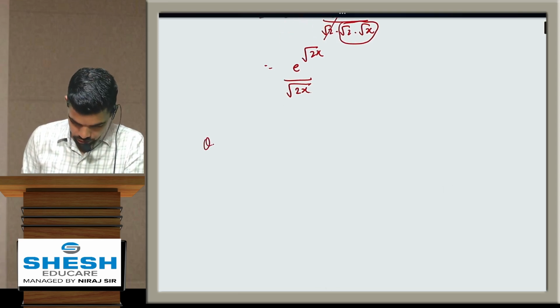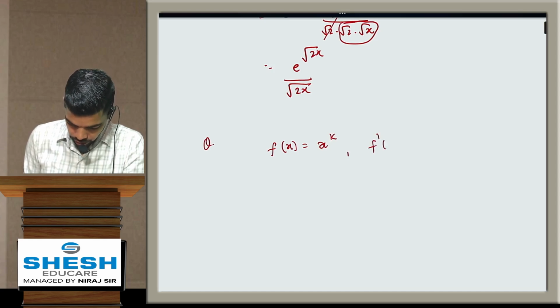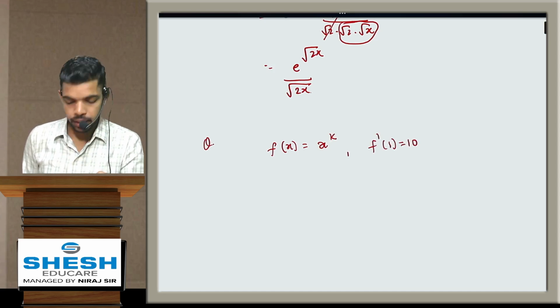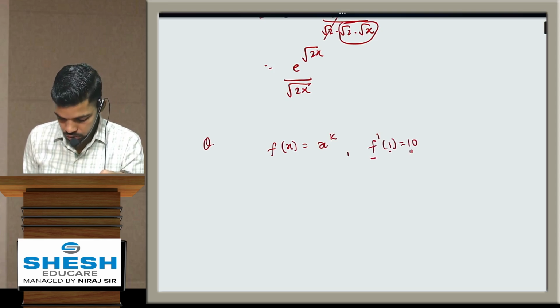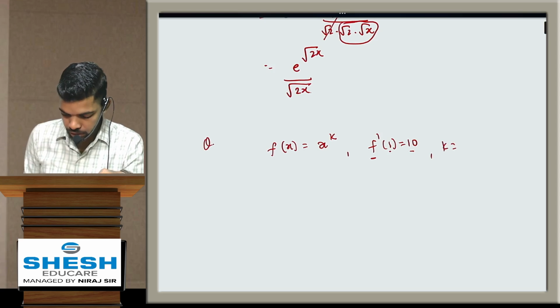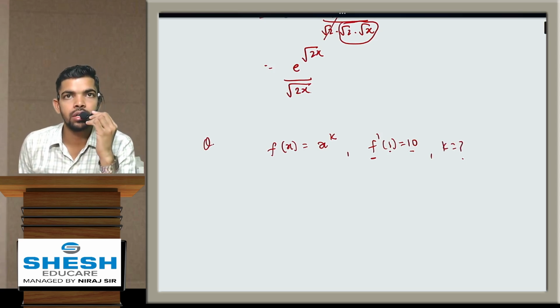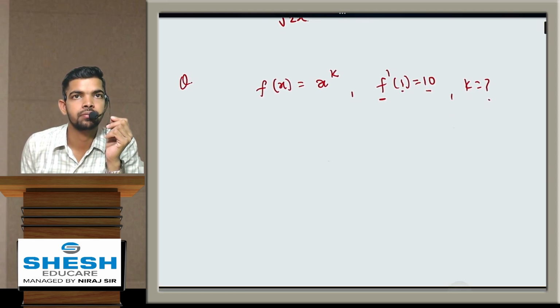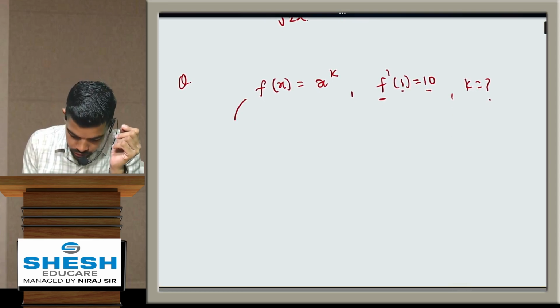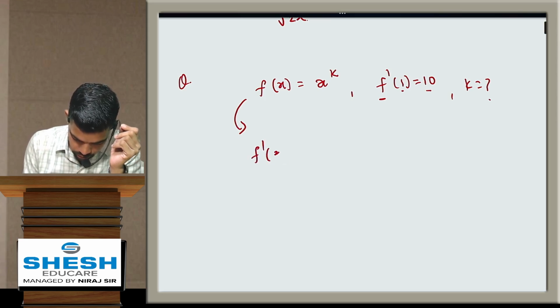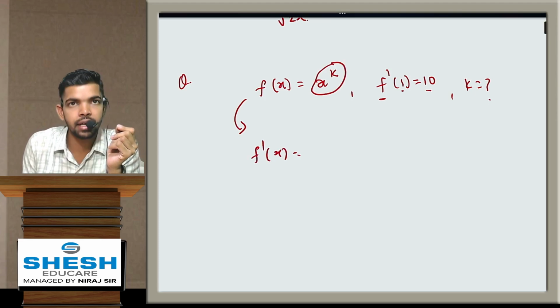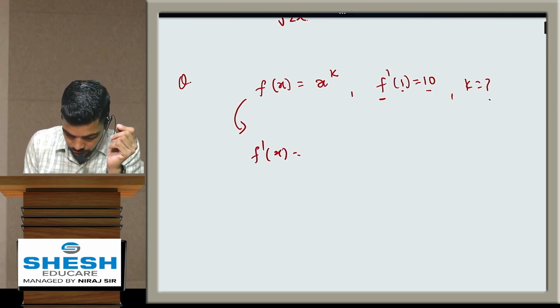Let's take another example. F of x is x to the power k, and they have given that f dash of 1 is 10. Derivative at x is equals to 1 is 10. We have to find what will be the value of k. Okay, so what we will do? First take derivative. f dash of x. डेरिवेटिव क्या होगा, x to the power n. So what is the derivative? n into x raised to n minus 1.